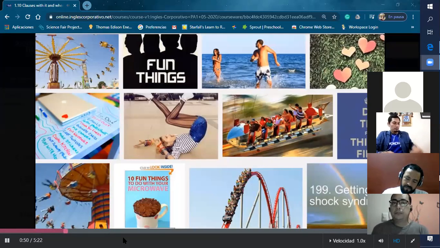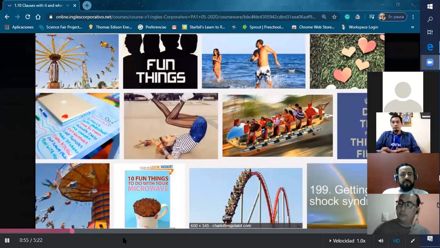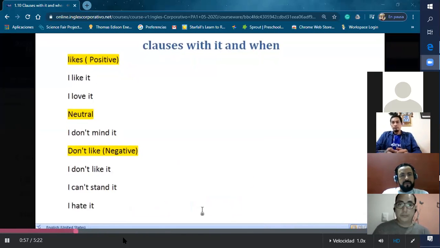So, let's do the following. First, the first thing that we should become familiar with is some vocabulary, okay? Let me just present this quick vocabulary. If you notice, I've highlighted in yellow the positive. So for things that you like, you'll use expressions such as I like it, I love it. When you're neutral about something, you'll use expressions such as I don't mind it. And when you want to express things that you don't like, you'll use expressions such as I don't like it, I can't stand it, I hate it.